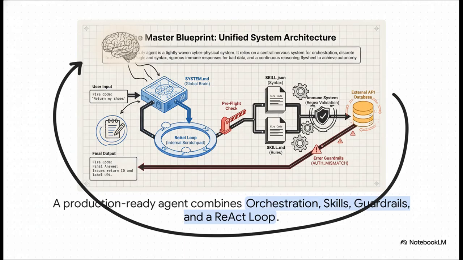The loop then decides which specific skills to use, and those skills are protected by the guardrail immune system before they're allowed to touch any external systems. Finally, the answer comes back out to the user. Every single piece we talked about working together in harmony.